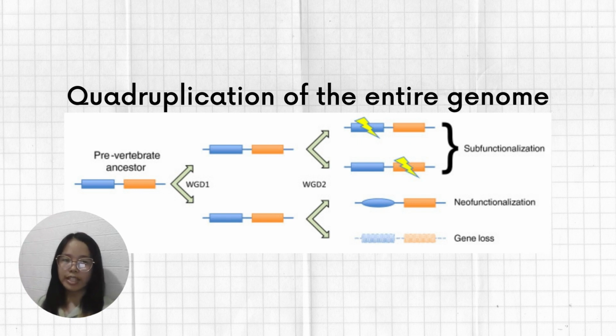The quadruplication of the entire genome is a process in which an organism's entire genome is duplicated, resulting in 4 copies of each gene. This phenomenon is said to have occurred multiple times over the course of evolution, leading to the development of new and more complex organisms. The quadruplication allows for the emergence of new genes and gene functions, as well as the evolution of new species. In some cases, one or more copies of the duplicated genome may become non functional over time, while others may become specialized for new functions.